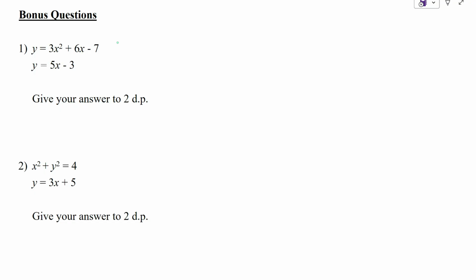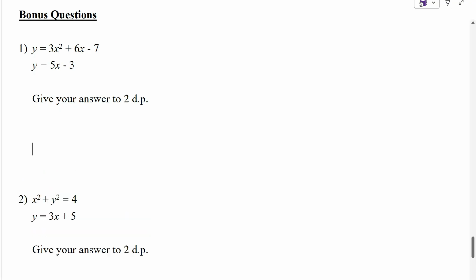So what is the other way that we learned where we could solve for x or y? We're going to have to use the quadratic equation. Okay, so keeping that in mind, please pause the video and attempt both of these questions here, and we'll go through this step by step once you're finished.